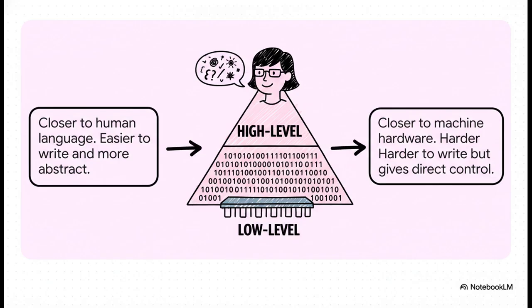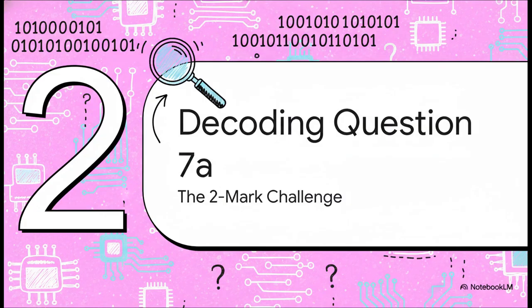On the other side, you've got low-level languages. These are almost speaking the computer's native tongue, all ones and zeros. Now, that makes them a lot harder for us to work with, but it gives you this incredible direct control over the machine itself. Okay, with that foundation in place, let's get to it.